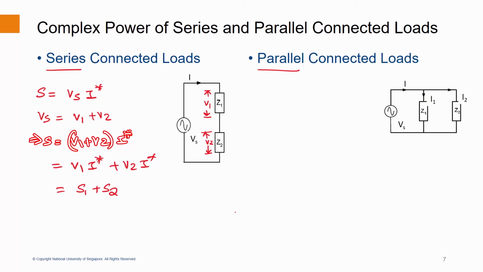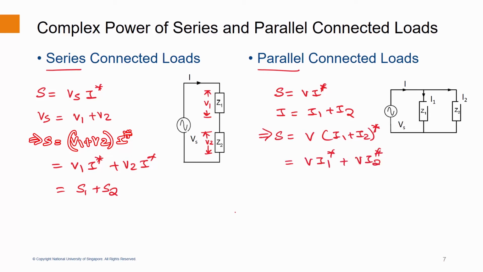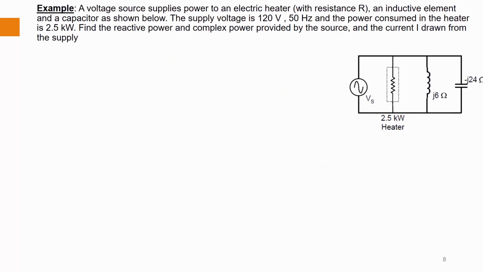Similarly, for parallel connected loads, the complex power is equal to Vs times I conjugate. In this case, we can say that the current phasor is equal to the sum of the I1 and I2 phasors. Thus, S is equal to V times I1 plus I2 conjugate, or V times I1 conjugate plus V times I2 conjugate. This is also the same as the sum of the complex power of the individual loads. Thus, irrespective of series and parallel connected loads, the total complex power is the summation of the complex power of individual loads. Let us look at another example to understand this property better.